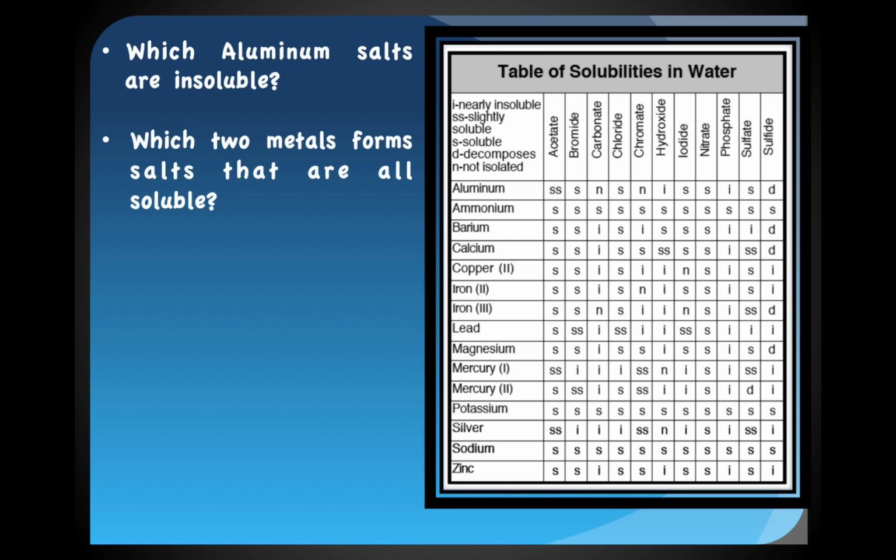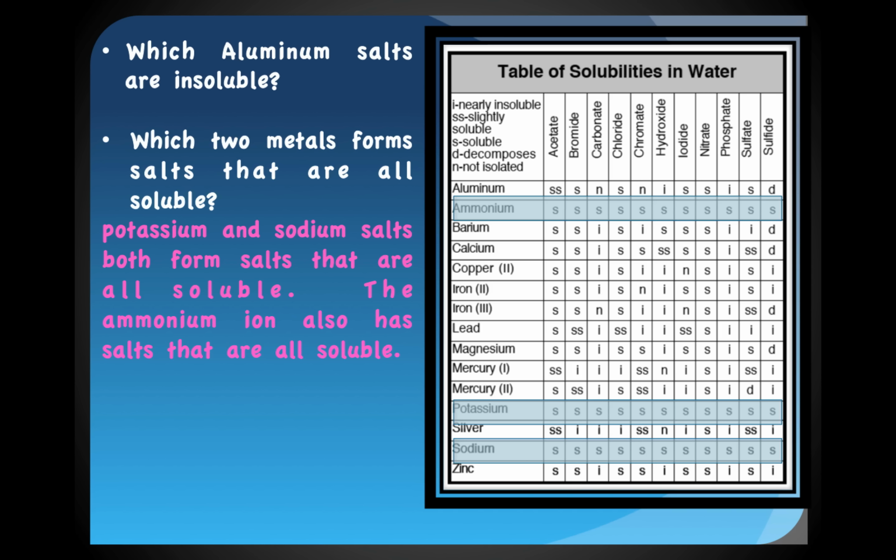Which two metals form salts that are all soluble? So now you want to find your metals and see which ones form soluble compounds. Do you see that potassium and sodium, all of their compounds are soluble in water? The other one is ammonium. Now, ammonium is not a metal, but it is a positive ion. We're going to consider that potassium and sodium both form salts that are all soluble, and the ammonium ion also has salts that are all soluble.